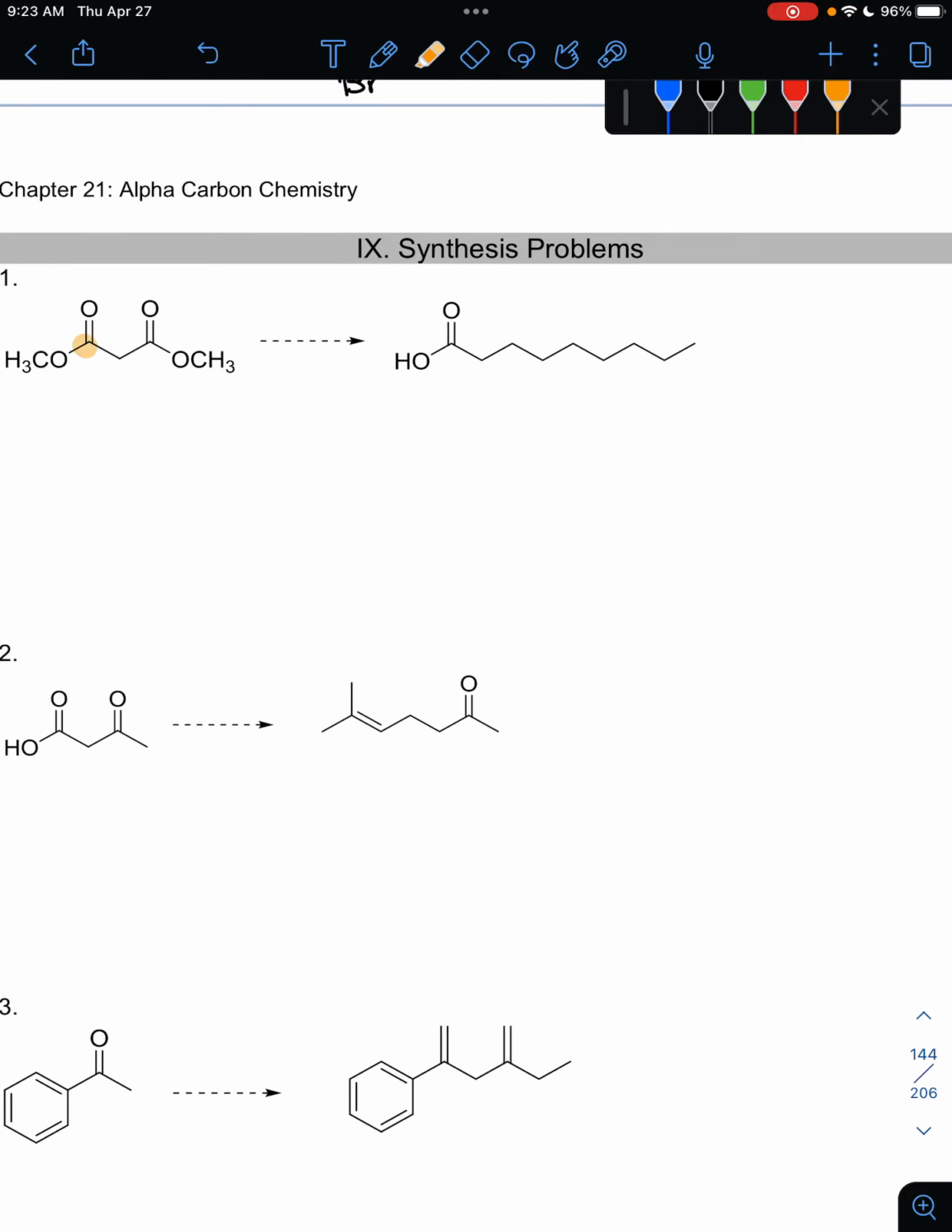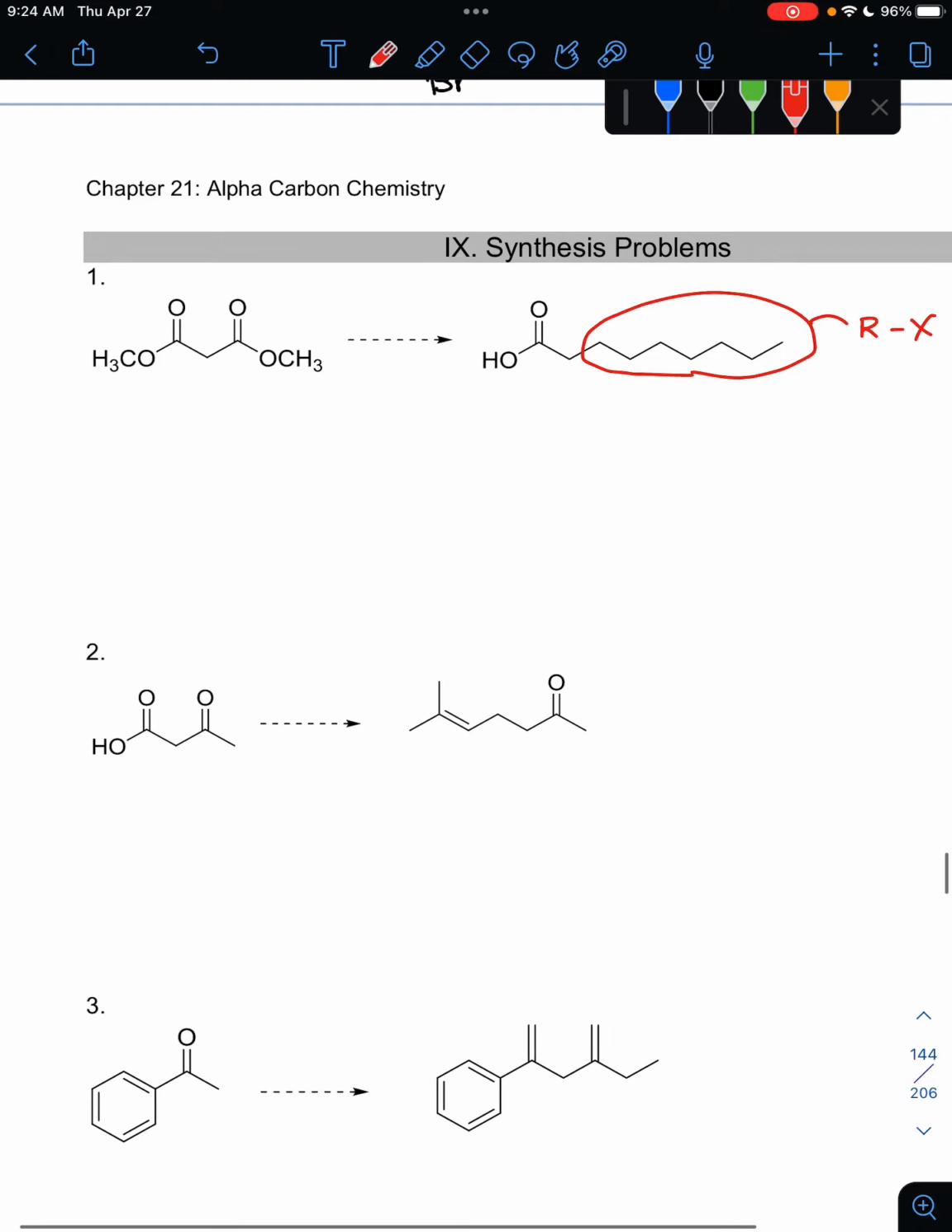And what we need to do, remember, is that one of these carbons gets decarboxylated. Maybe you could say this one gets decarboxylated. So these two carbons come from the malonate. The rest of it must be from the alkyl halide that we're going to use in the second step. So hopefully that strategy makes sense to you.